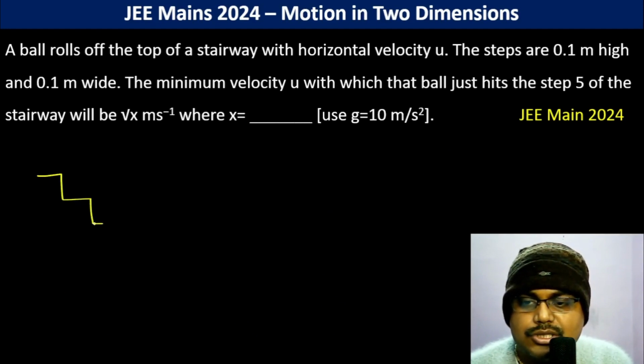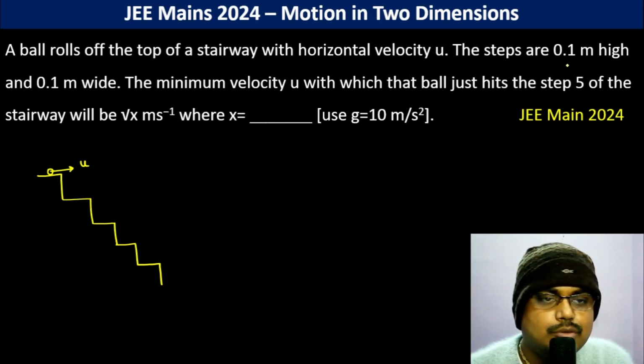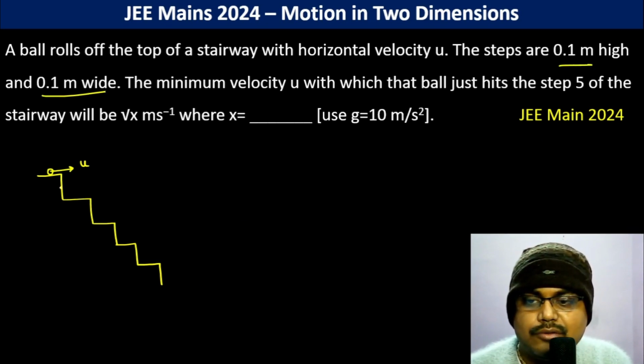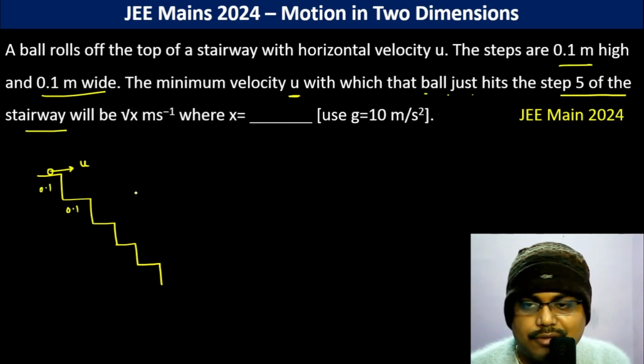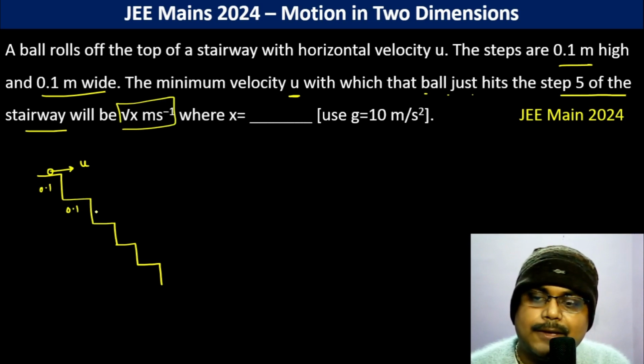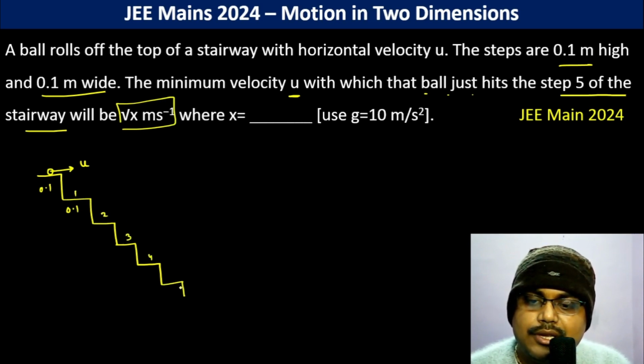Okay, this is the stairway with horizontal velocity u. It rolls off with horizontal velocity u. The steps are 0.1 meter high and 0.1 meter wide. This is again 0.1, this is 0.1. The minimum velocity u with which the ball just hits the step 5 of the stairway will be root x. Okay, 1, 2, 3, 4, and this is 5, fifth.